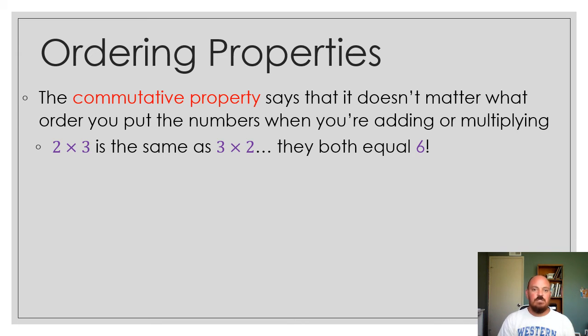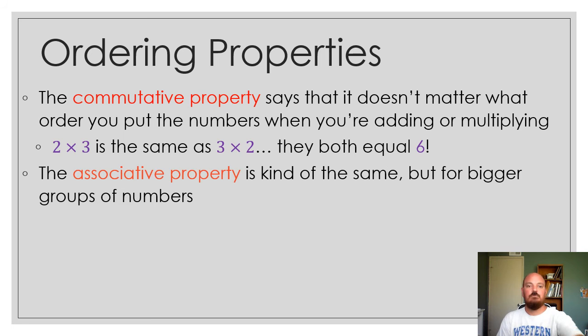I could say 2 times 3, I could say 3 times 2. It doesn't matter, they both equal 6. Same thing with adding. I could say 2 plus 3 or 3 plus 2, it doesn't matter, the answer is 5. So as long as you're talking about adding or multiplying, you can flip the numbers and it doesn't really matter. Now subtracting and dividing does. Okay, the next one, and people get these two confused all the time. The associative property, it's very similar to the commutative property, but it involves more numbers, bigger groups of numbers.